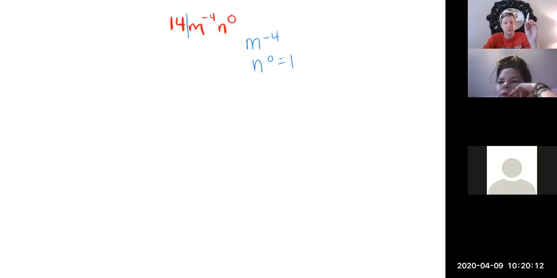Okay, now, does the 14 go with it? No. Very good. The 14 has an exponent of positive 1 right now, so that's going to stay put in the numerator. And then the n term is just going to drop out altogether because that's equal to 1.